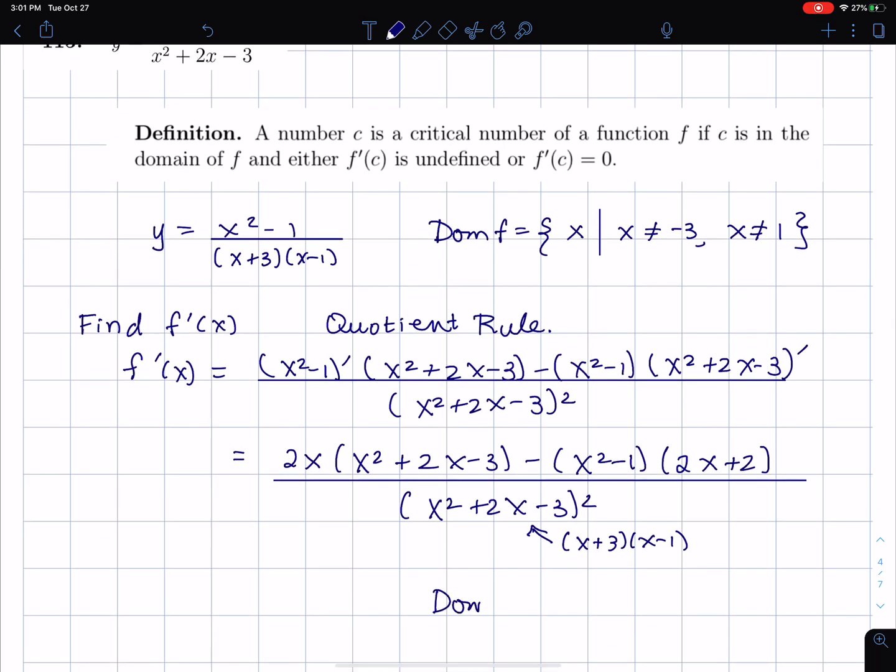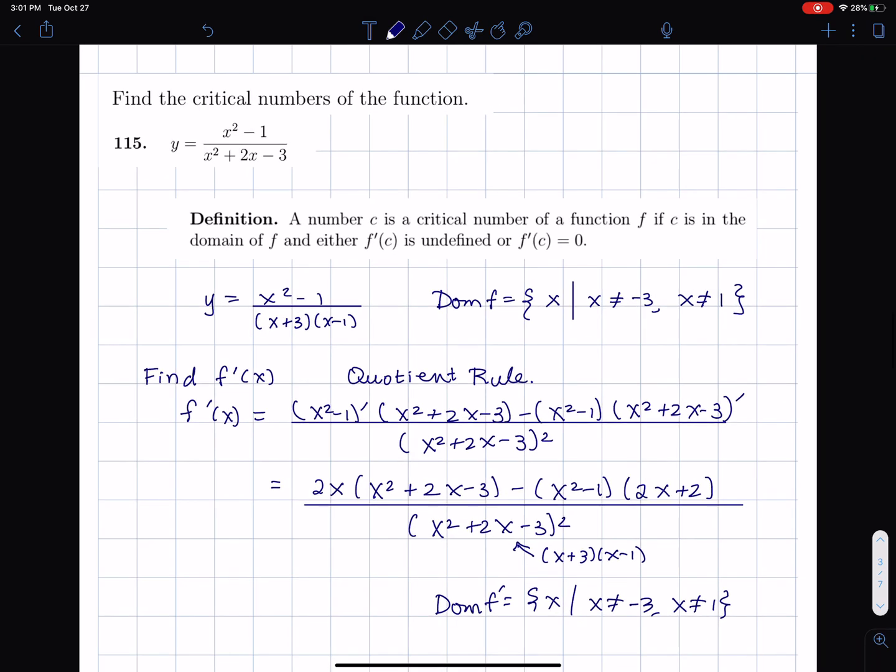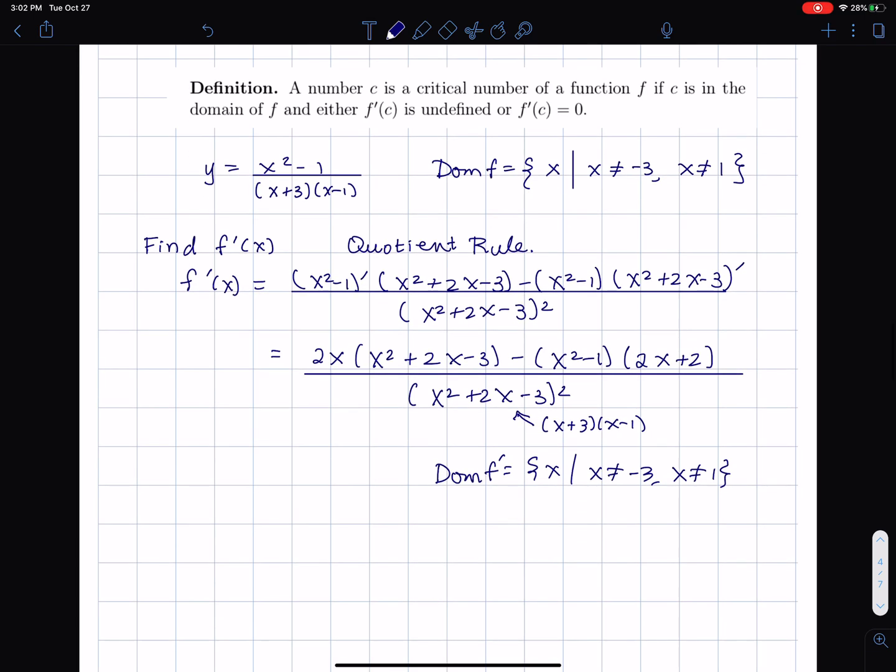So the domain of f prime is the same: x not equal to -3, x not equal to 1. So we're not going to find any critical numbers from where f prime is undefined. The places where f prime is undefined are at -3 and 1, but those are the same numbers where f is undefined. So now we're going to move on to solve the derivative equal to 0.